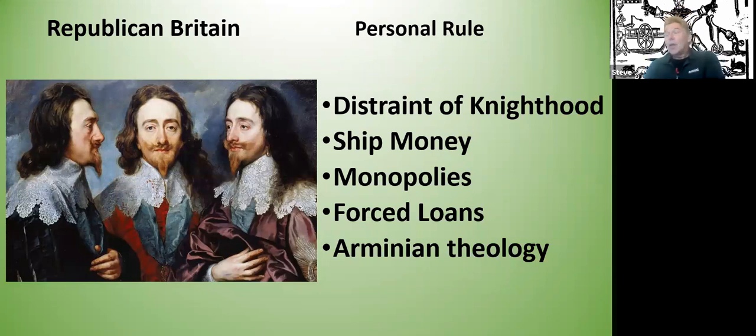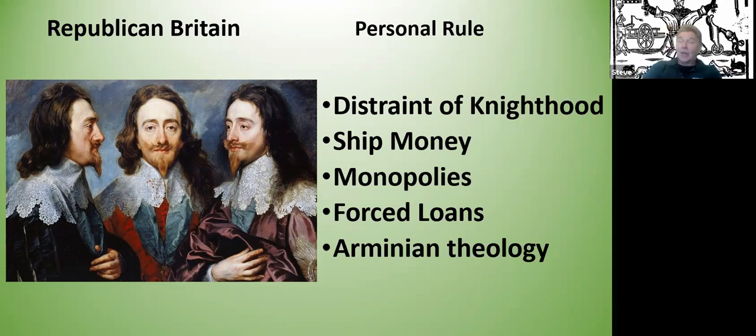So we come to the period what's called personal rule. He has to somehow raise revenue without reconvening Parliament. So he resurrects an all but forgotten law called Distraint of Knighthood, which had been in abeyance for well over a century. And it required any man who earned £40 or more from land each year to present himself to the king at his coronation to be knighted.